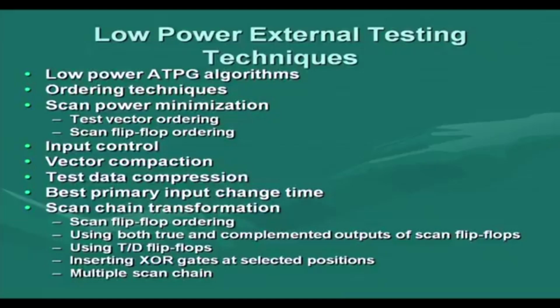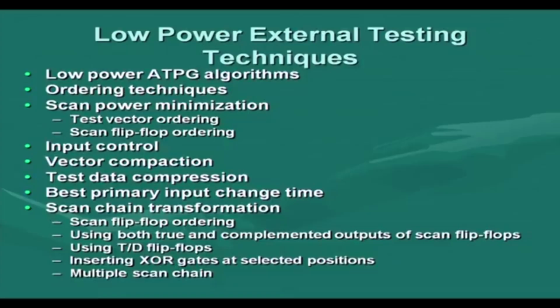So, we can have some ATPG algorithms that target low power. They will try to generate test patterns so that power consumption is less. Then there are some ordering techniques. We can change the order of the test patterns to be applied to reduce the circuit transitions. Then we can go for some scan power minimization, which can talk about test vector ordering, scan flip flop ordering. Then we can control the inputs, do some vector compaction, and take help of test data compression.